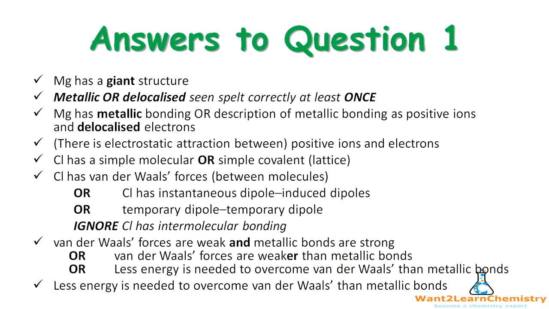On the other hand, Cl, chlorine, has a simple molecular or simple covalent structure. Cl has van der Waals forces between molecules. Or other ideas could be Cl has instantaneous dipole, induced dipole, or temporary dipole. Van der Waals forces are weak and metallic bonds are strong. Less energy is needed to overcome van der Waals forces than metallic bonds.